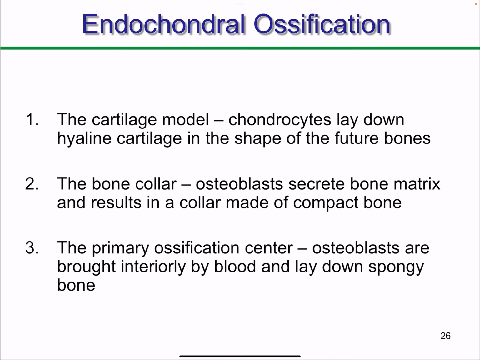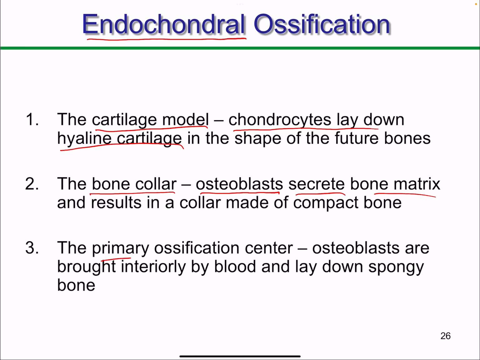All right. So the endochondral ossification, which I just described earlier, is going to start with a cartilage model, right? So we're going to have some chondrocytes that are going to produce hyaline cartilage in the shape of the future bone. Then you are going to have the bone collar. The bone collar, this is where the osteoblasts start secreting the bone matrix, right, and the compact bone starts forming.